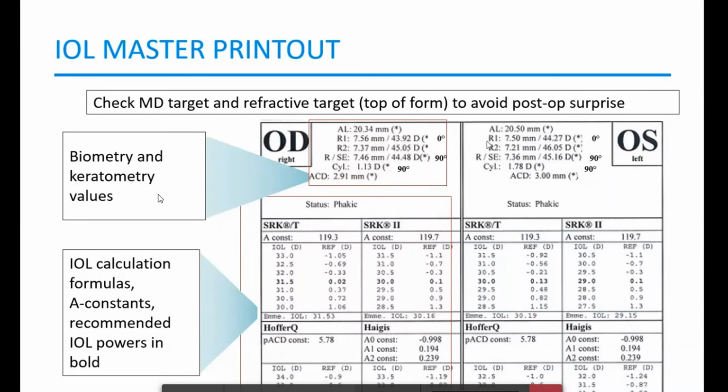Okay, this is how the IOL Master printout would look like. So you see the biometry measurements and the keratometry measurements are there. And even the ACD measurement, the anterior chamber depth measurement, is provided. Are you aware that this anterior chamber depth is actually a measurement of the patient's anterior chamber depth, and it's not the same as the predicted ACD constant that we are providing as manufacturer for our lenses? So these should not be mistaken. They are very different. They do not mean the same thing.